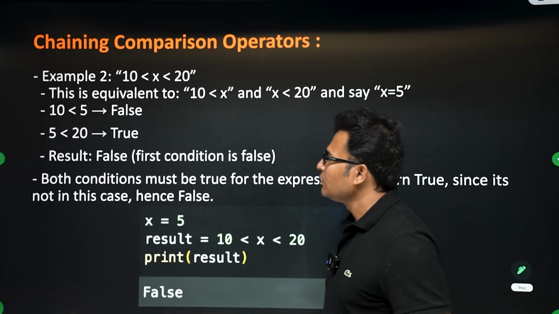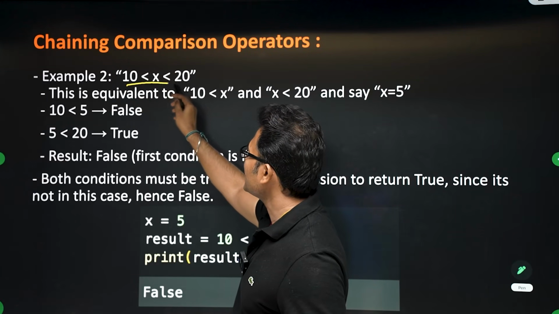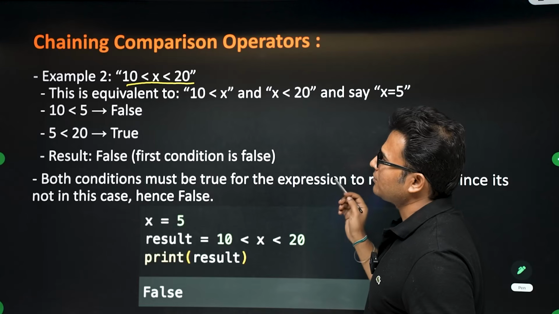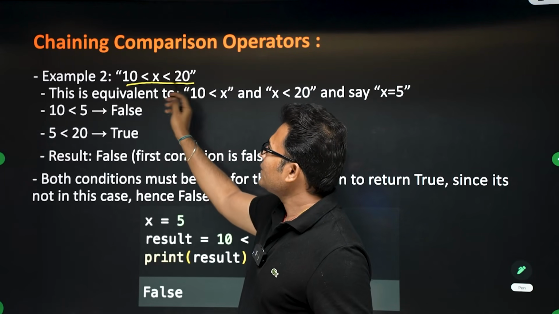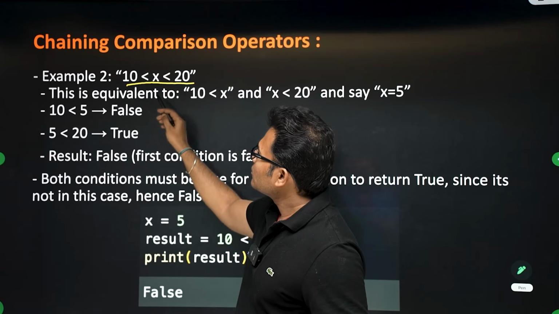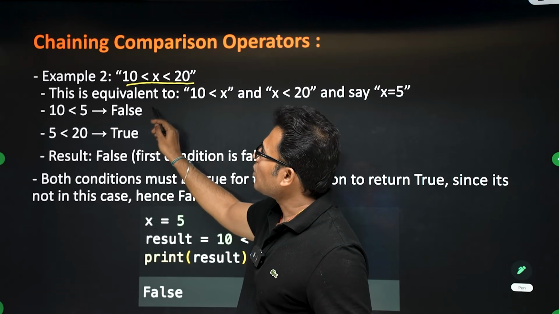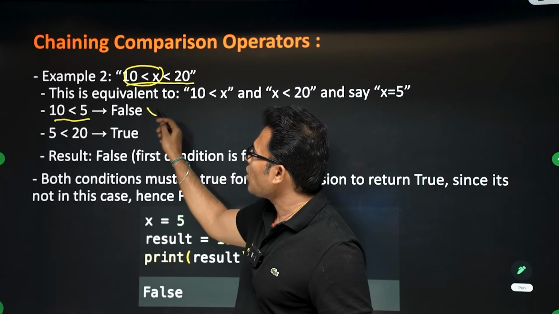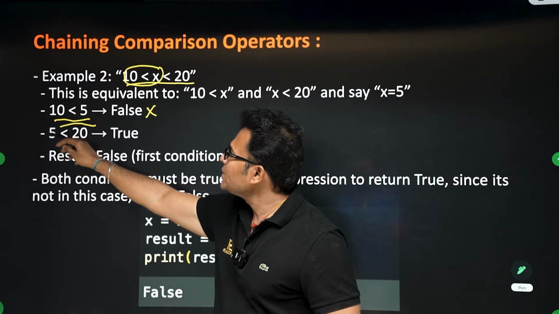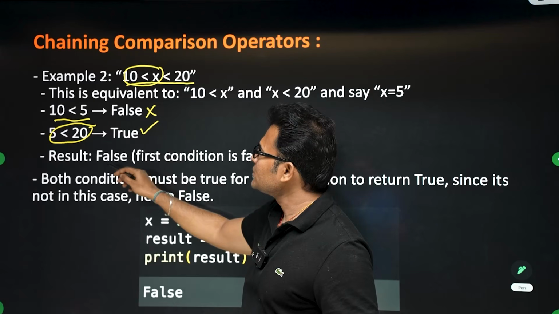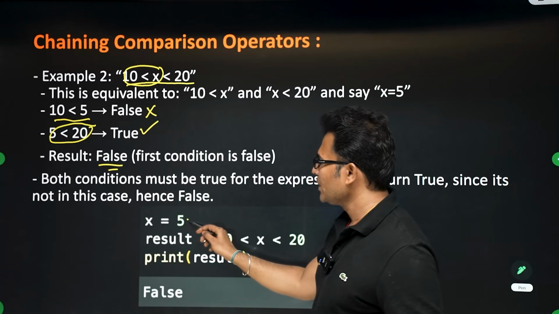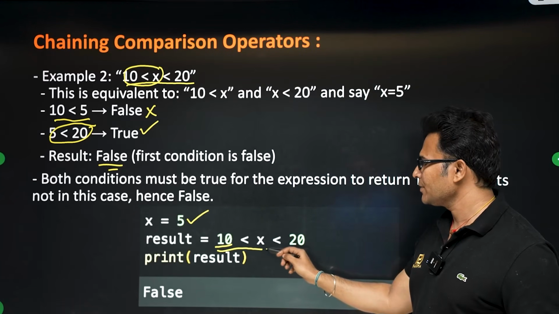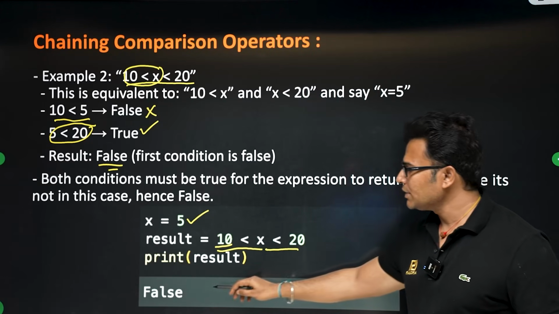Now, for example, if you do 10 is less than x less than 20, right? Now if you put x equal to 5, 5 is not between 10 and 20, right? Therefore 10 is less than 5 will be false. But 5 is less than 20 is true. But since one of them is false, the result will be false, right? So with x equal to 5, result equal to 10 is less than x, x is less than 20. The result is going to be false.